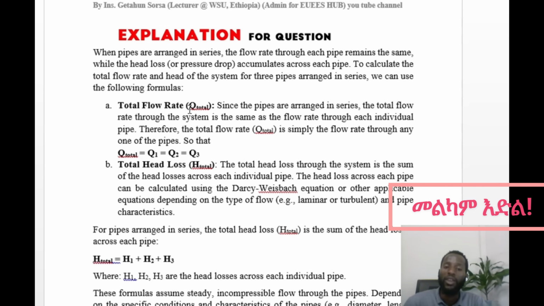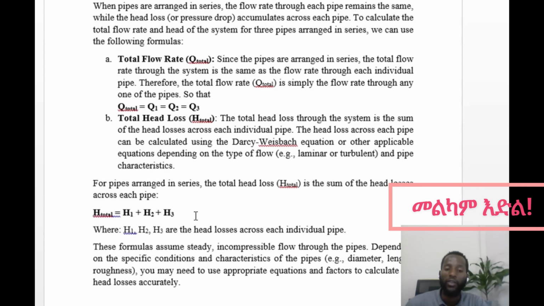Therefore, when these pipes are connected in series, first we have to see Q total equal with Q1 or equal with Q2 or equal with Q3 in the given alternatives. The next is how to calculate the head loss. The total head loss through the system is the sum of the head losses across each individual pipe when the pipes are connected in series. Here the head loss is calculated as H total, which is H1 plus H2 plus H3, where H1, H2, and H3 are the head losses across each pipe.